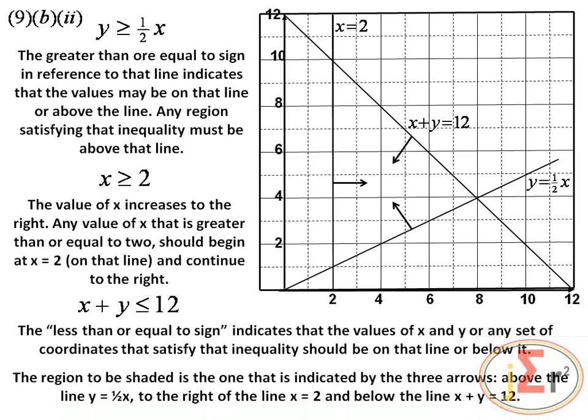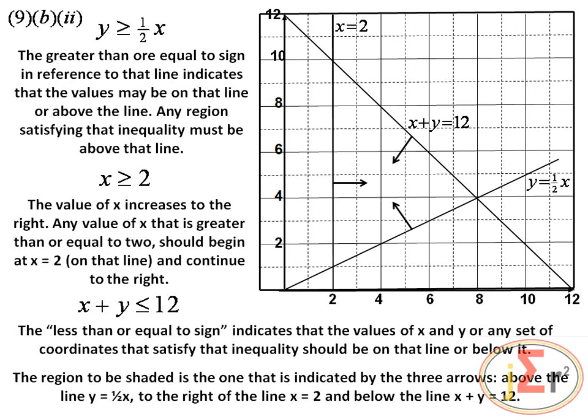The region to be shaded is the one that is indicated by the 3 arrows. Right, so that region should be where? Above the line y is equal to a half of x. It should be above that line.